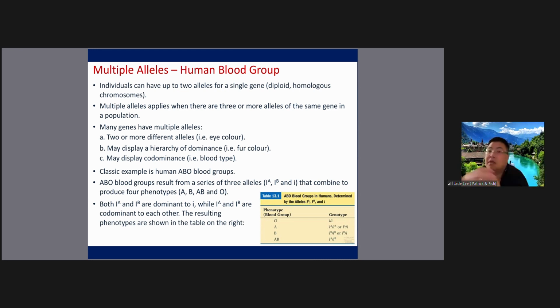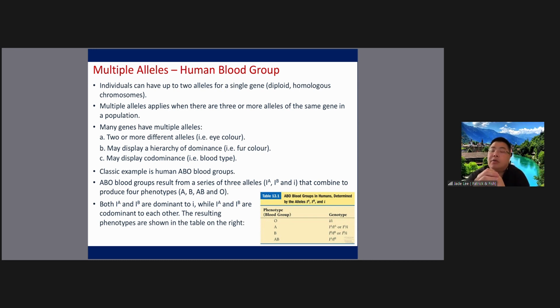This is because of the multiple alleles, or may display in the hierarchy of dominance, such as fur color, or may display in co-dominance, such as our blood type. And the classic example of human ABO blood groups is the one that has multiple alleles.